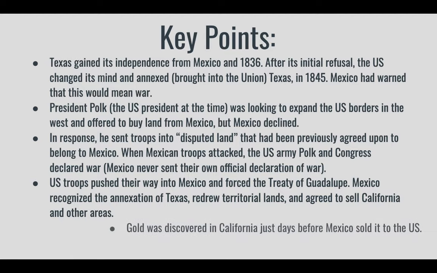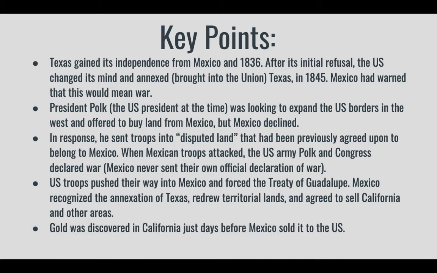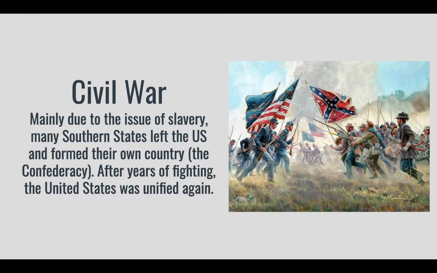And to add insult to injury, gold was discovered in California just a few days before Mexico sold it to the United States. So all that gold was now the property of the U.S. instead of Mexico. And so that is why I started this off with an apology to any au pair listening that is from Mexico. And that is going to bring us to our next event between 1861 and 1865. This is the American Civil War.